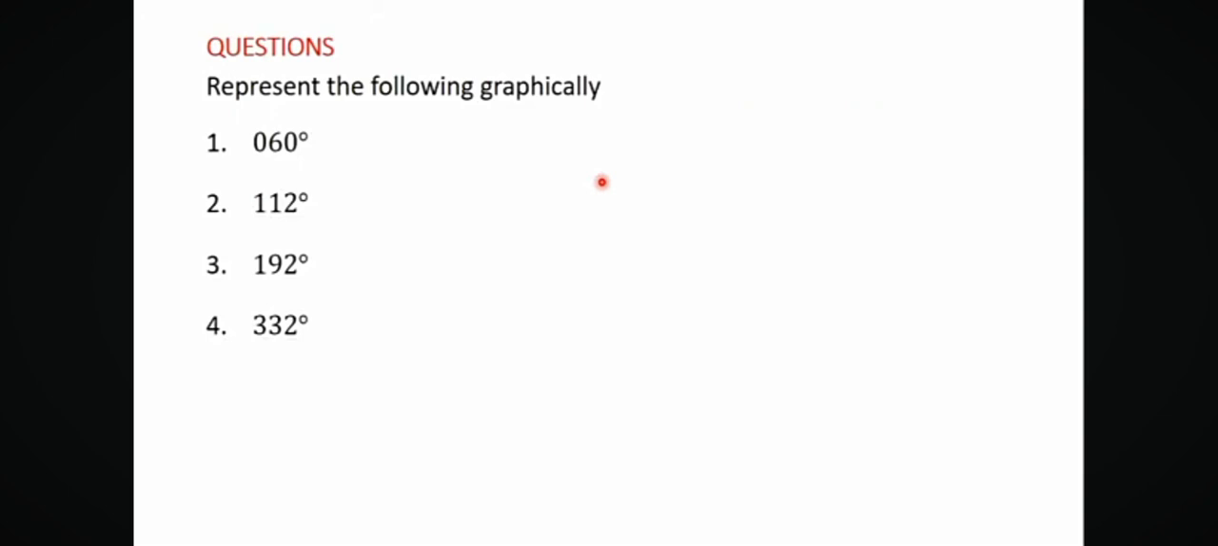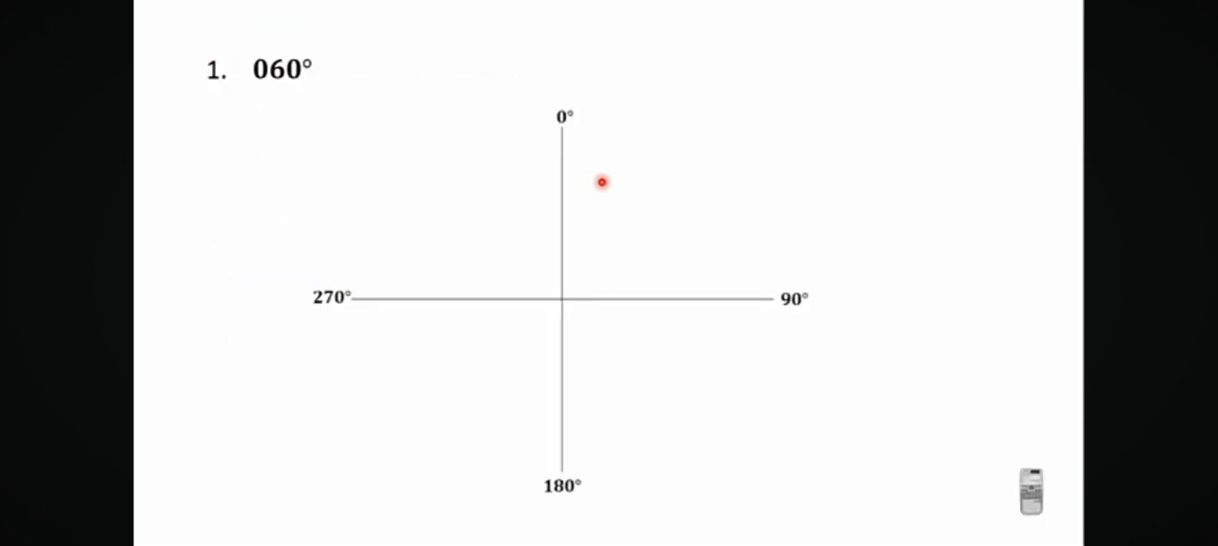So the first example: represent the following on diagrams. We have 4 questions here. We will take them one after the other and solve them. So we pick the first one, which is 060 degrees. Because 3-point bearings are written in 3 digits, 60 degrees will be written as 060. So when you see 060, it's the same as 60 degrees.